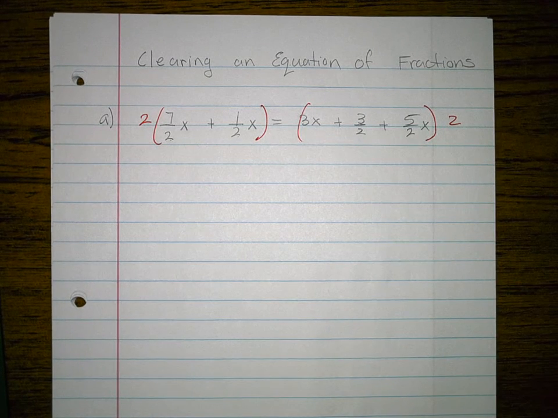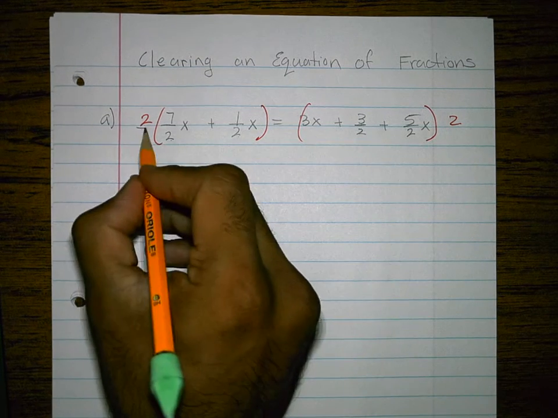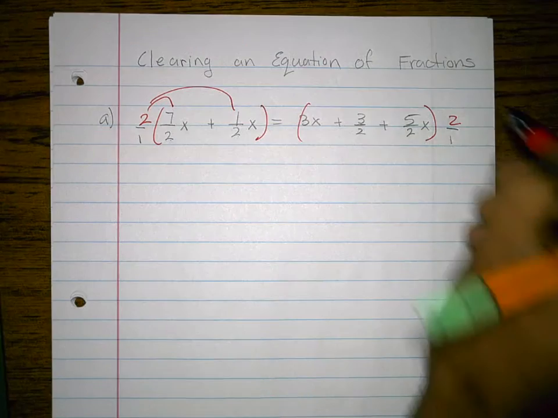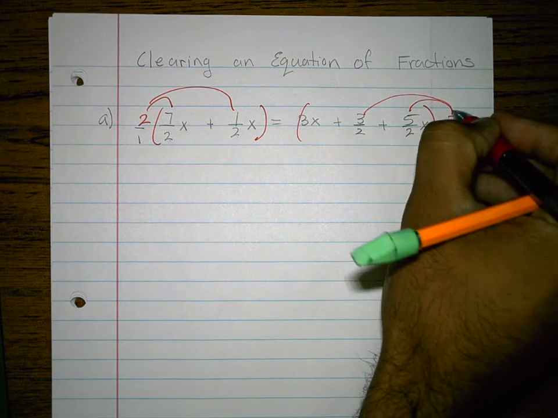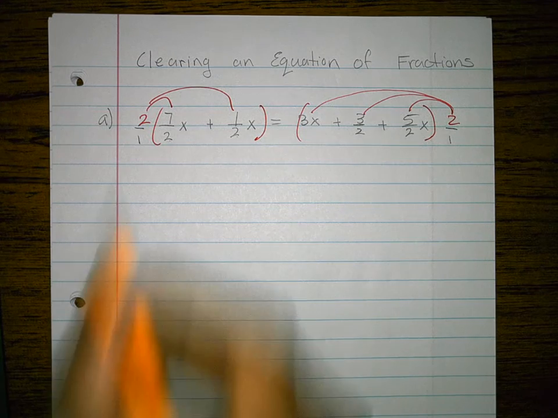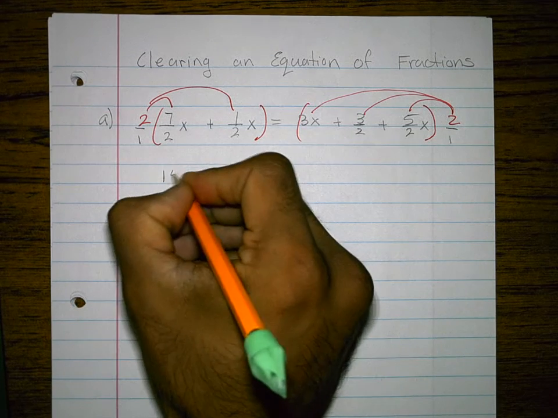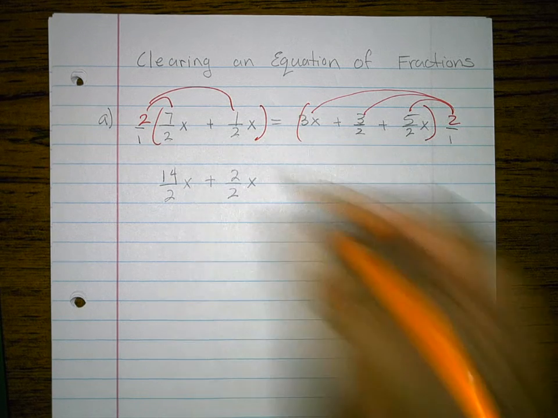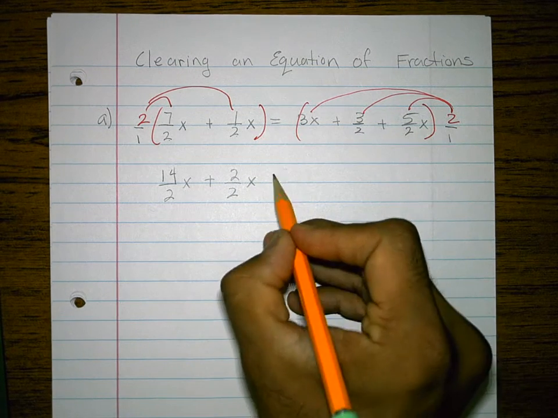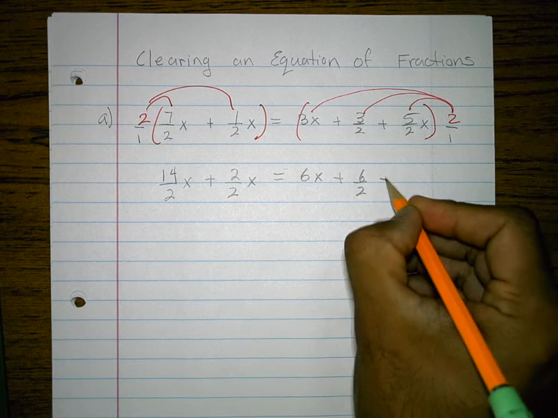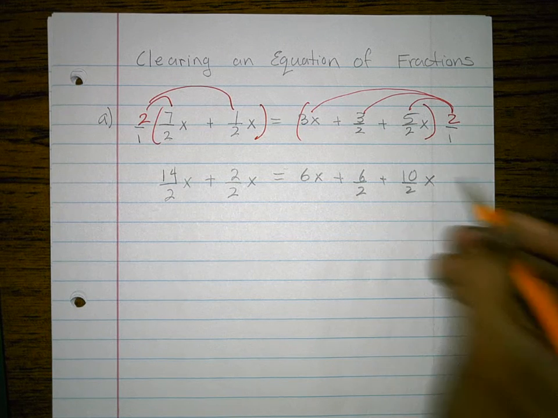Realizing that when I say I multiply both sides by 2, these are fractions, I want to think of this as 2 over 1. And I'm about to use my distributive property here. This has to get distributed to this one as well. Keep in mind, how do I multiply fractions? I multiply the numerators times the numerators. So that's 14 over 2x plus 2 over 2x equals 6x plus 6 over 2 plus 10 over 2x.